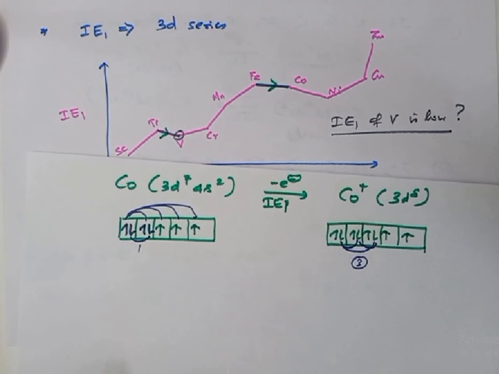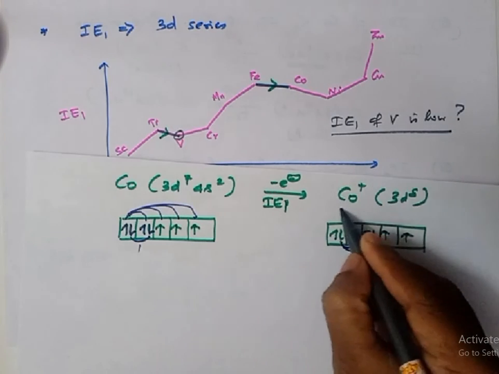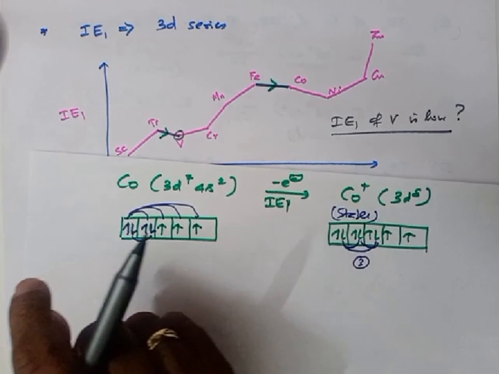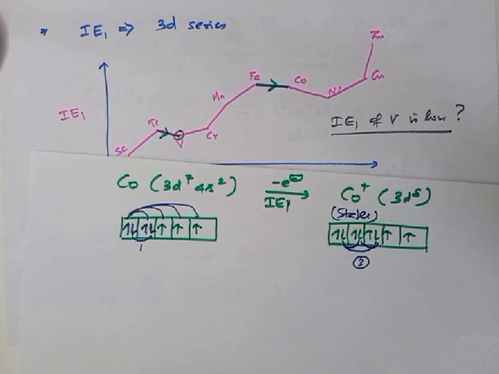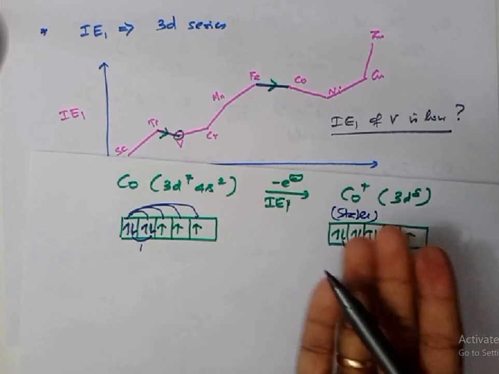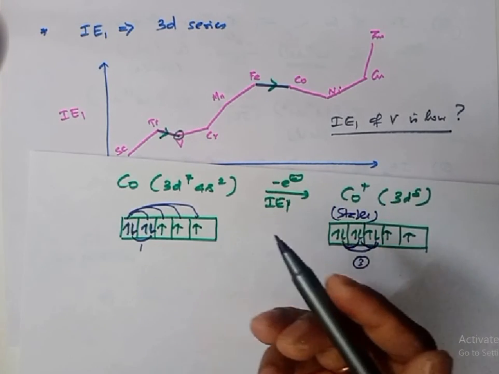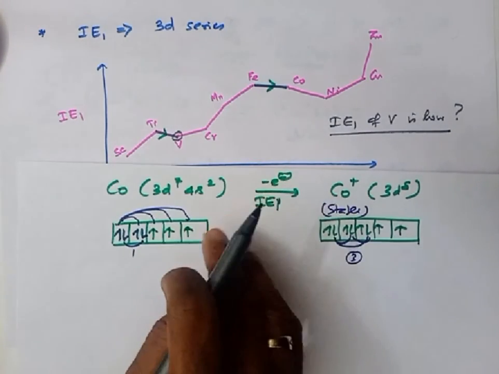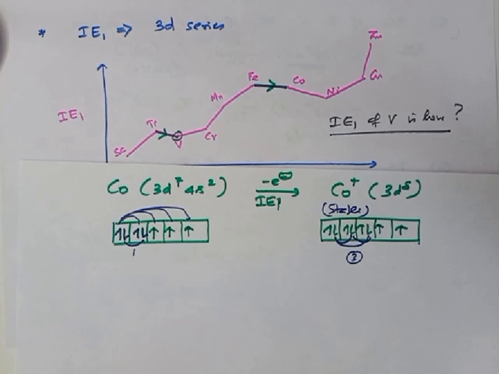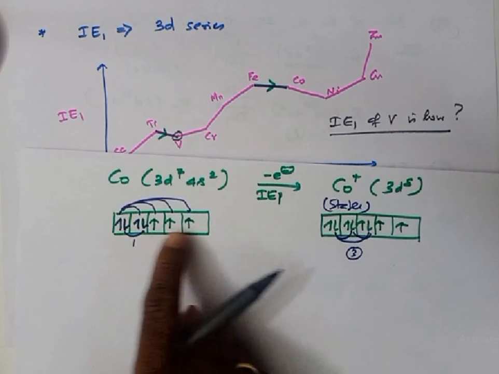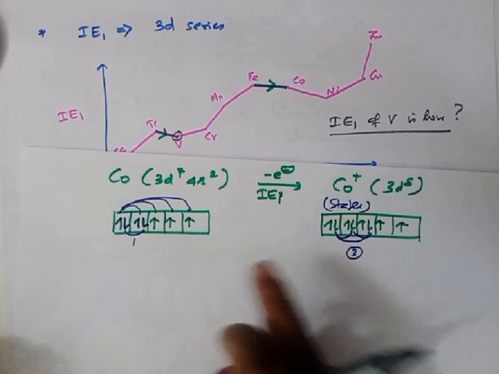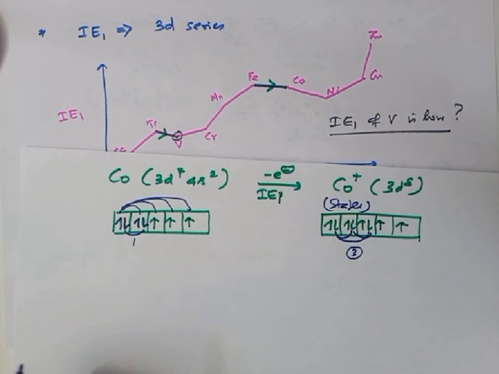The number of exchanges increases, so cobalt plus 1 is a little more stable after the removal of an electron, due to exchange energy. Due to the increase in exchange energy, cobalt plus 1 is a little more stable compared to cobalt. Therefore, removal of an electron is somewhat easy. Is this clear, students? Don't worry about the upward spin, because here also we have 5 upward spin. Take the downward spin and see the number of exchanges. Is this clear?